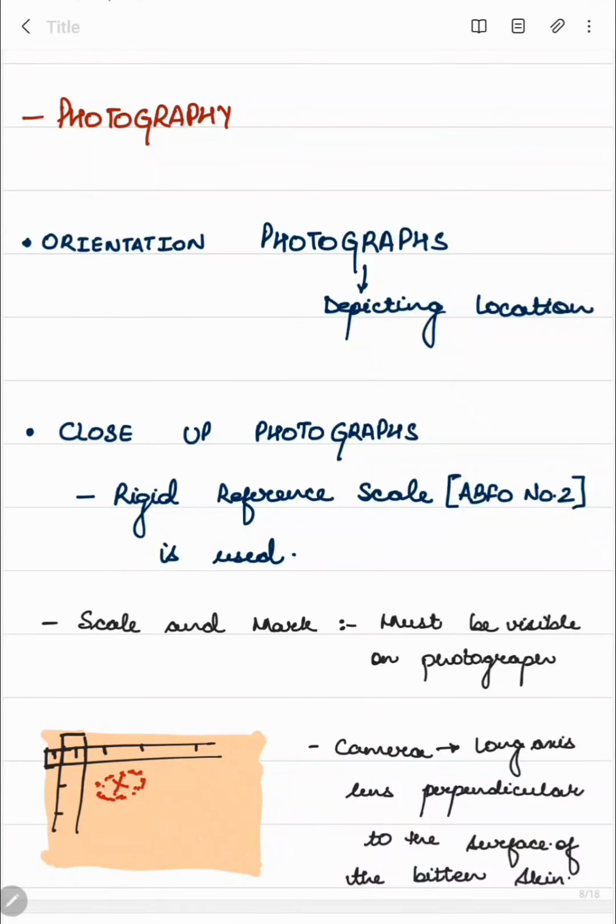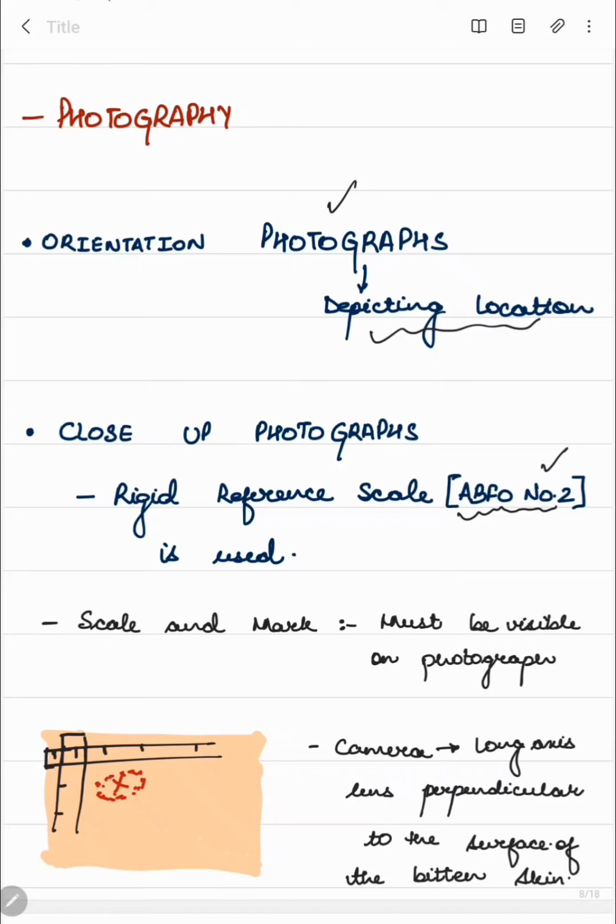Now the photography of the bite mark or that injury. So the orientation photographs should be taken depicting the location of that injury, basically, or the bite mark. So colored pictures can also be taken, or black and white photographs from different angles may be taken, right? Secondly, close-up photographs are also required. So a rigid reference scale is used in this case, and the example is ABFO number 2. This is the name of the scale which is used, right?